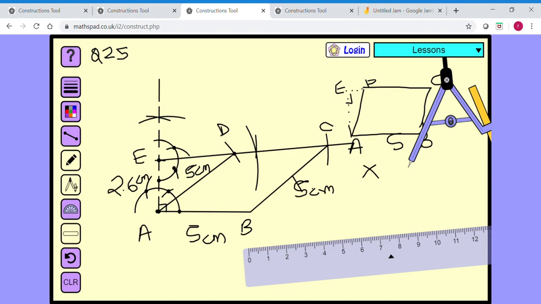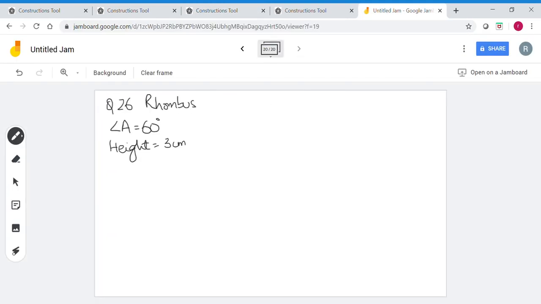Perfect. Let's move on to the last question that I want to solve in this video, which is question number 26. Again, a rhombus, and in this rhombus, angle A is given as 60 degrees and height is given as 3 centimeters. Okay, so this is my rough diagram. All four sides are equal. This is angle A, 60 degrees, and I don't know the length of any of the sides. The only thing I know is the height. This is 3 centimeters. So what do I know about this which will help me draw it?